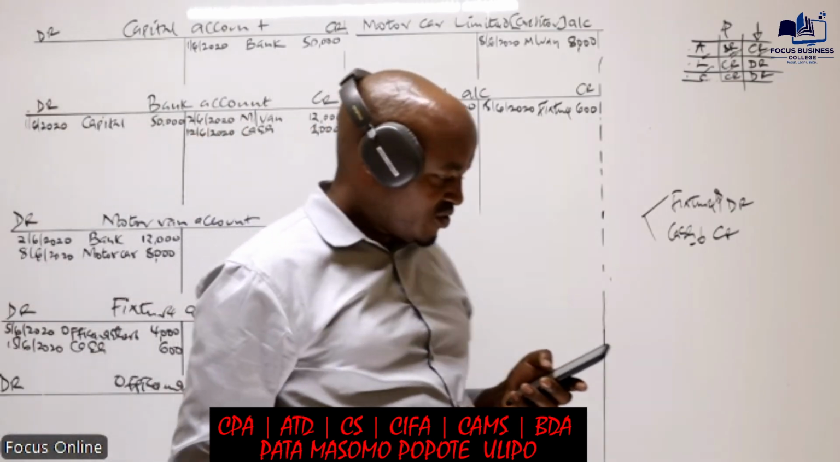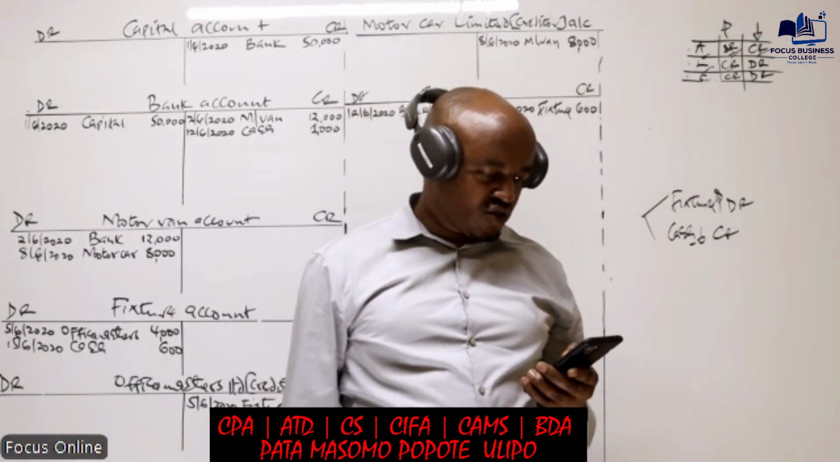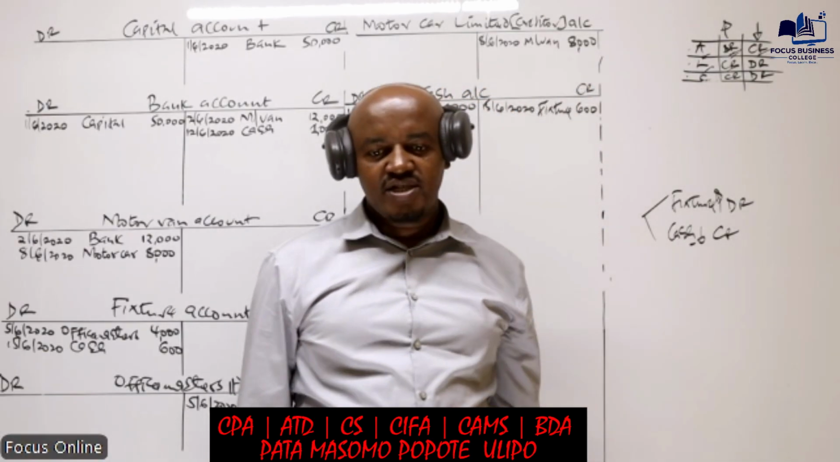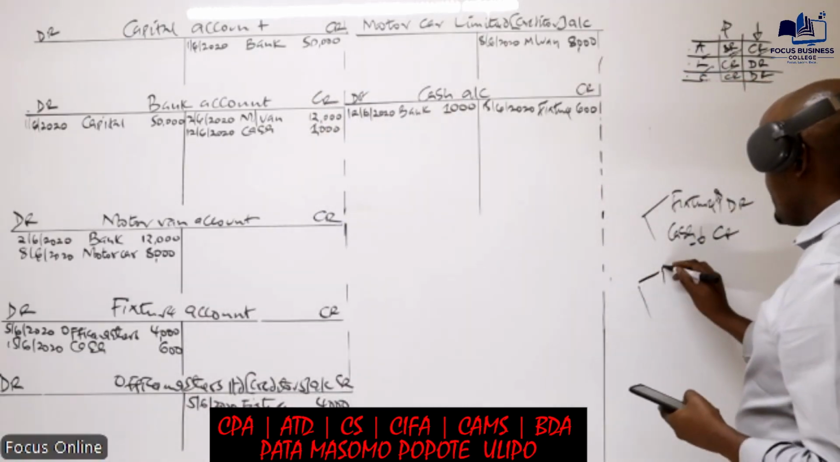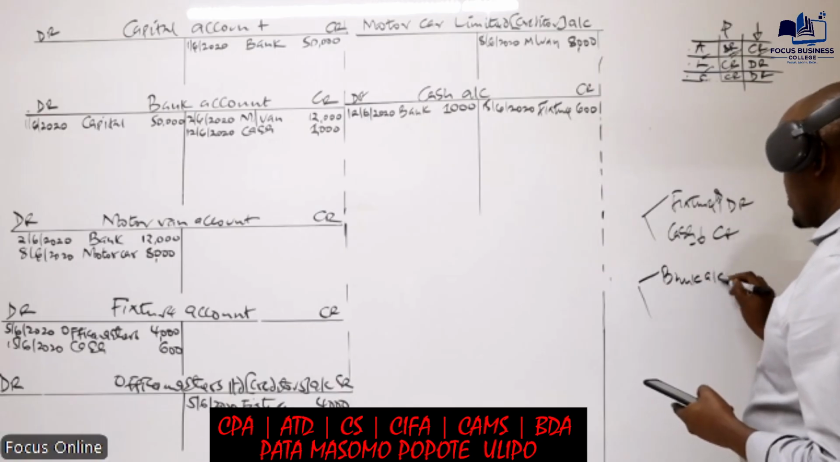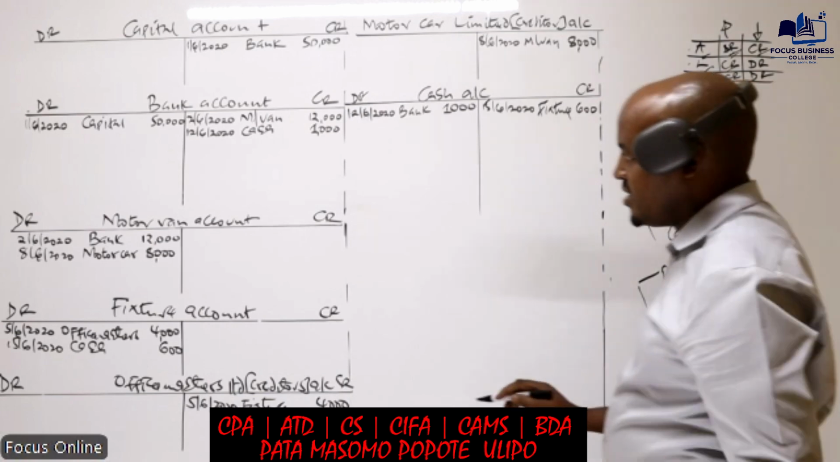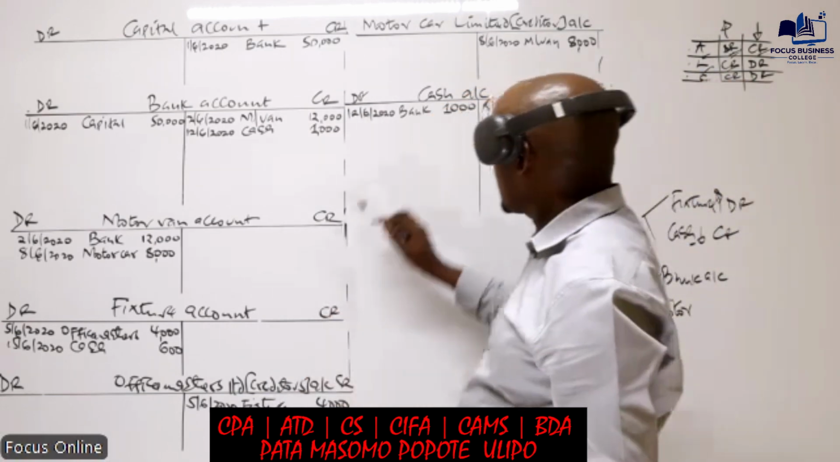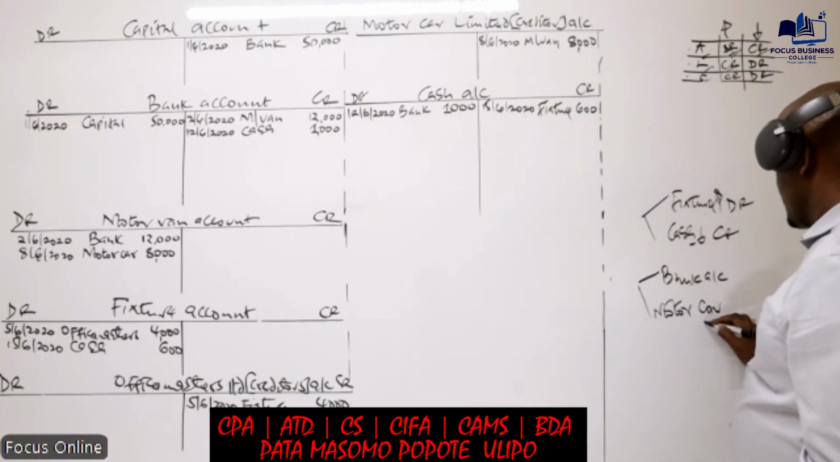So then from there we are told paid, we go to 19th, we are told paid Motor Cars Limited by check shillings 8,000. So that will affect which two ledger accounts? One, the bank account will be affected because there was a payment through check. And then who was paid? The company which was paid was Motor Cars Limited. Actually, the full amount was paid to Motor Cars Limited.